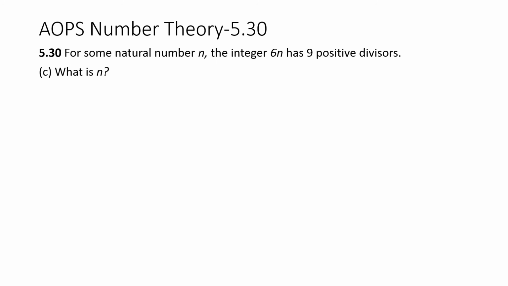AOPS number theory 5.30. For some natural number n, the integer 6n has 9 positive divisors. C. What is n? So 6 can be divided into 2 and 3. So 6n can be 2 squared times 3 squared, because the prime factorizations are 2 to the power of 1 and 3 to the power of 1, and the exponents must each be 2. That number would be 2 to the power of 2 times 3 to the power of 2, which is 36. So that means 6n is equal to 36. So if 6n is equal to 36, then n is equal to 6.